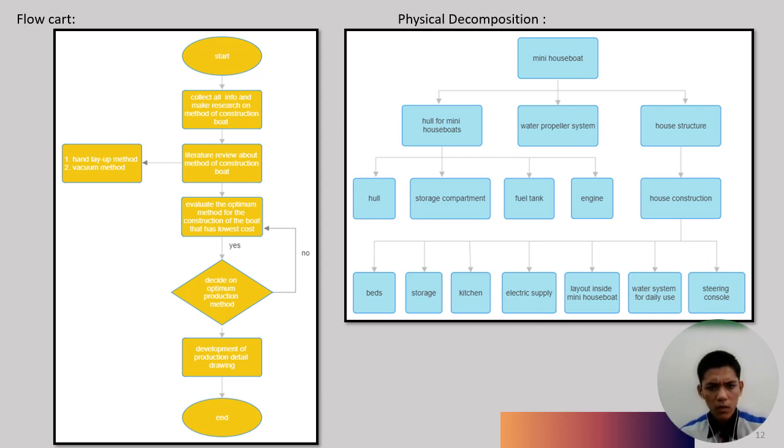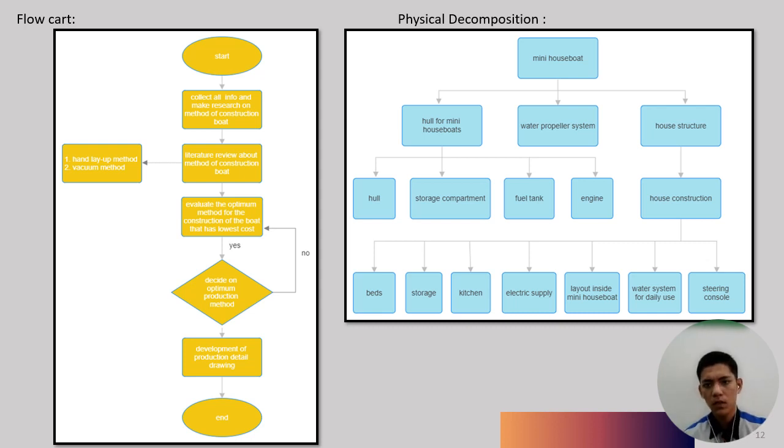Then we evaluate the optimal method for the construction of the boat that has the lowest cost. If yes, we decide on the optimum production method. If no, we go back up to evaluate the optimal method for the construction of the boat that has the lowest cost. After we pass all of this, finally we go to development of production drawing, and then we end.